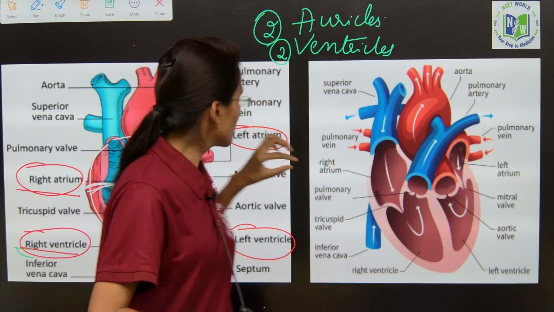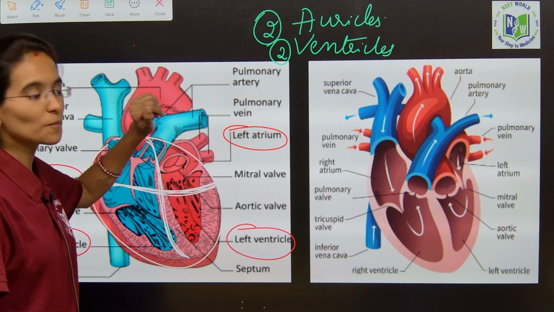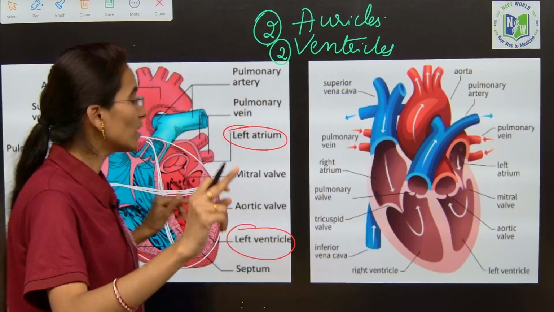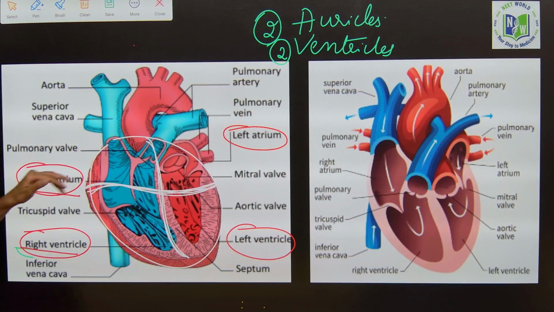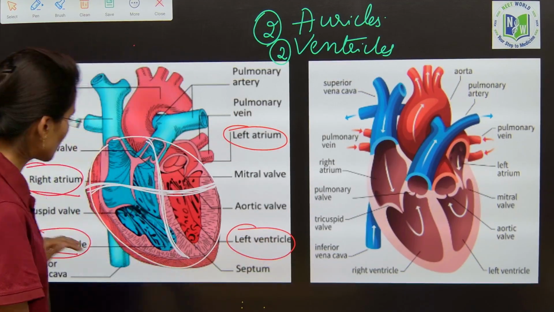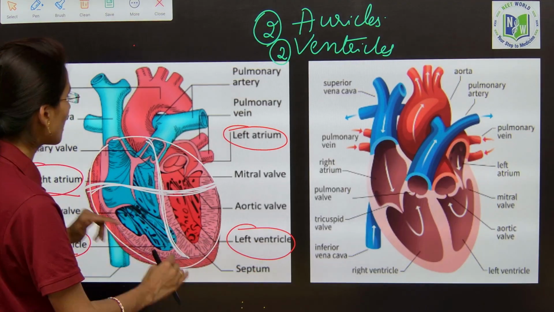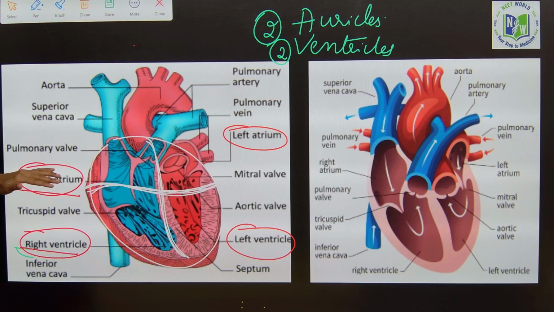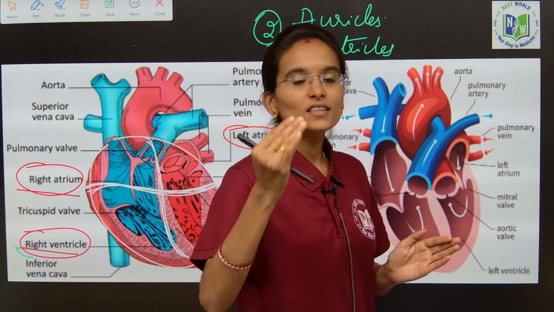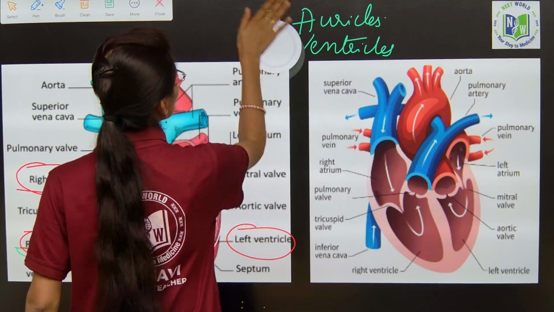The upper two chambers are called auricles, and the lower chambers are called ventricles. On the right side we have one right atrium and one right ventricle. On the left side we again have one left atrium and one left ventricle. So the right ventricle and left ventricle are the lower chambers, and on the upper side the right atrium and left atrium are the auricles present at the upper portion.